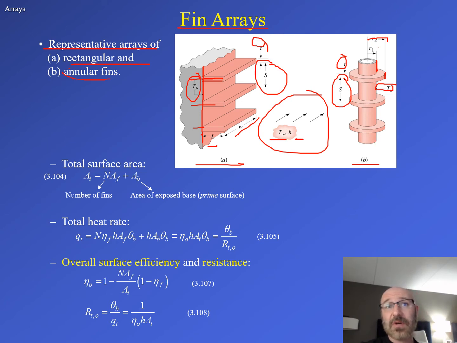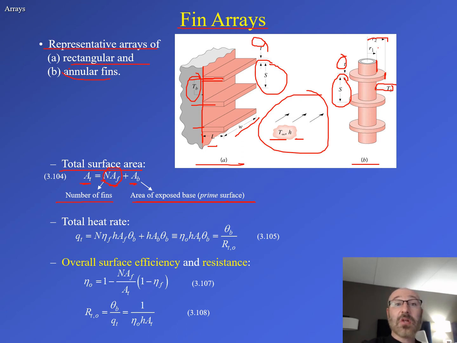So if we're talking about surface area, now what we're really interested in is our total surface area, or our A sub t. Or now we can come in with this variable n right here, which is the total number of fins, times the area of those fins, plus A sub b, because now we have the area in between there of the area of the exposed base, or the prime surface as well. So the total surface area is going to be the area of the fins times the total number of fins plus the area of the exposed base right there, and that's going to give us our total surface area.